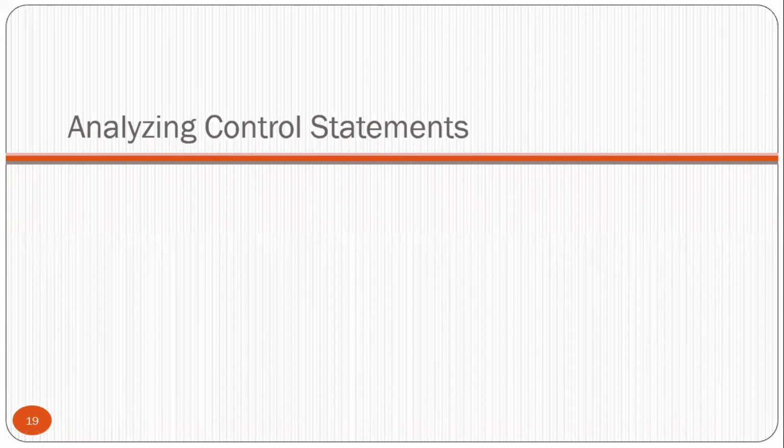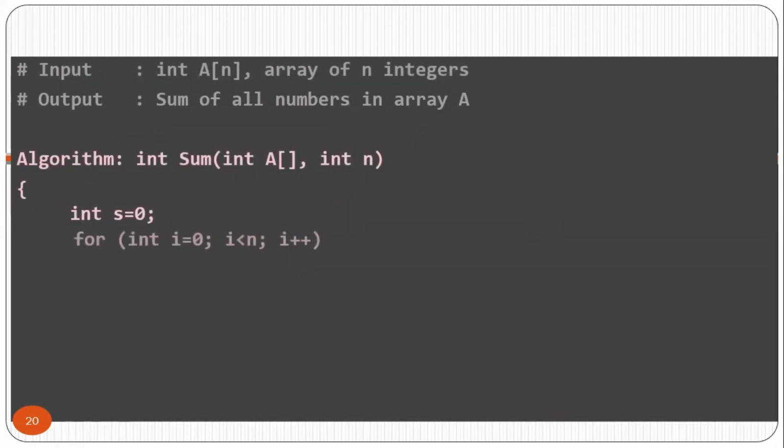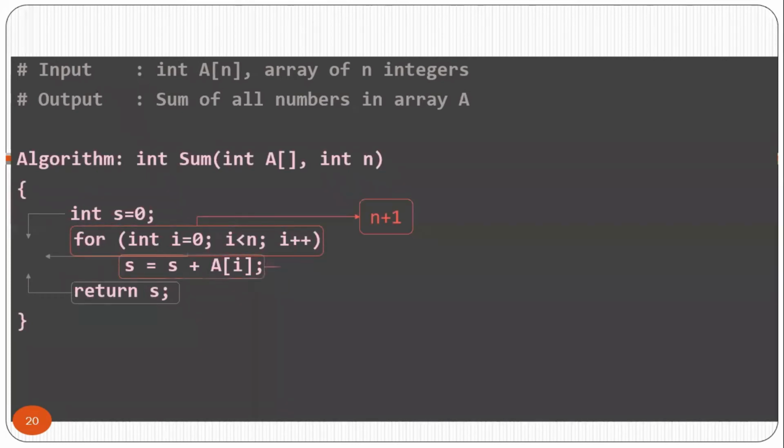So the next thing is how to analyze the control statements. How will you analyze the control statements? We have been given an algorithm to find the sum of the numbers in an array. This is the logic, which everybody knows. Integer s is equal to 0, for i is equal to 0, i less than n, i plus plus, s is equal to s plus a[i].